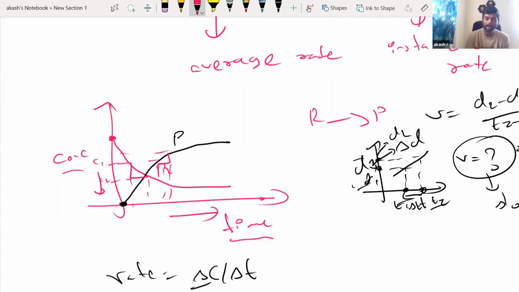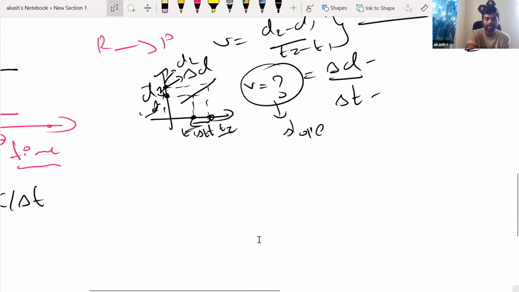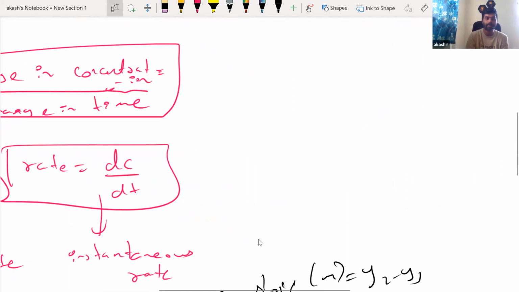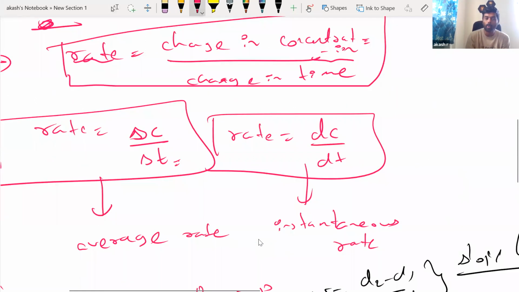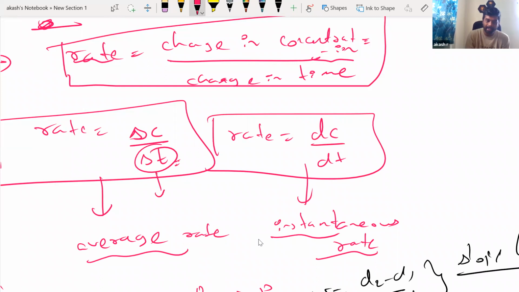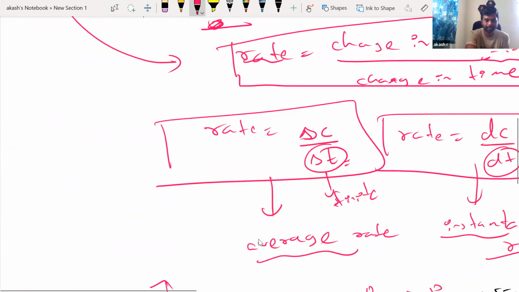Now, what am I trying to say? We saw that the rate can be of two types. One, it can be average rate, or it can be instantaneous rate. What is the difference between these two? Here del T is a finite value. Say from 10 seconds to 15 seconds, we'll be able to do that. But this dt, what am I trying to say?